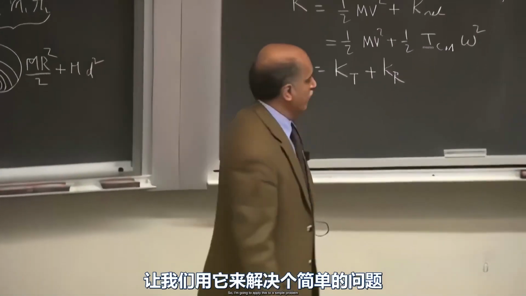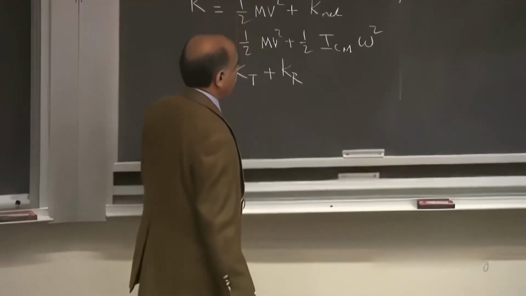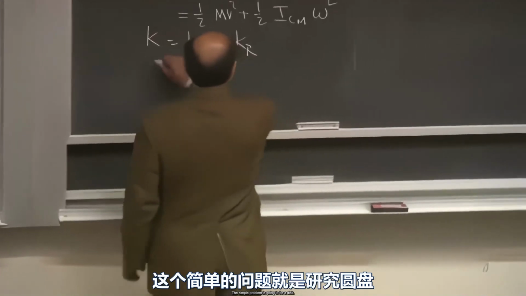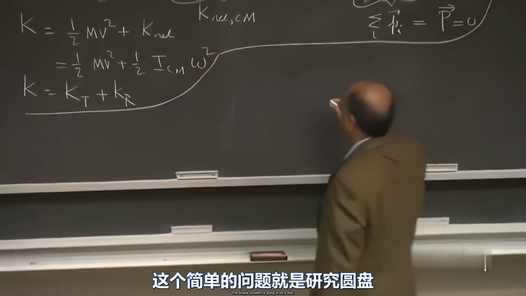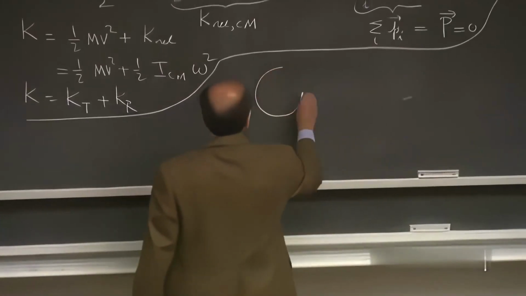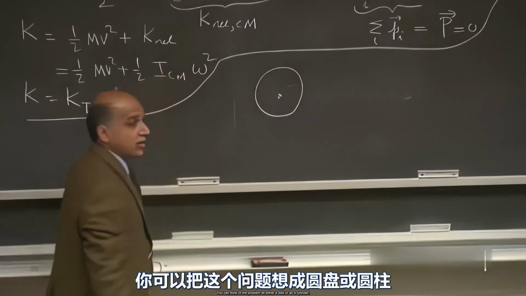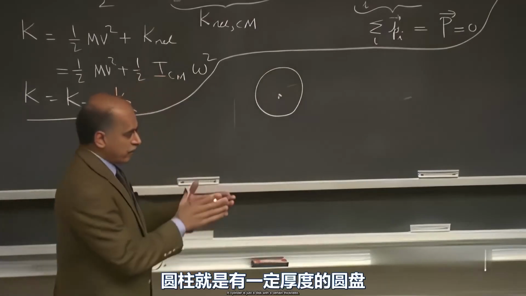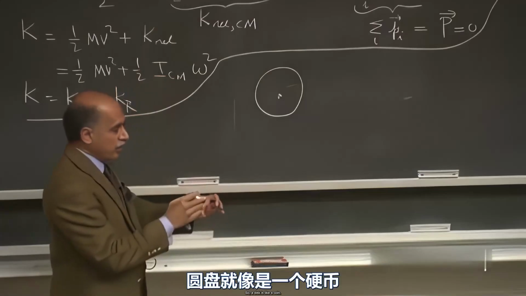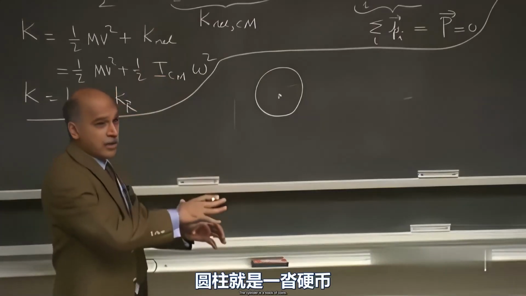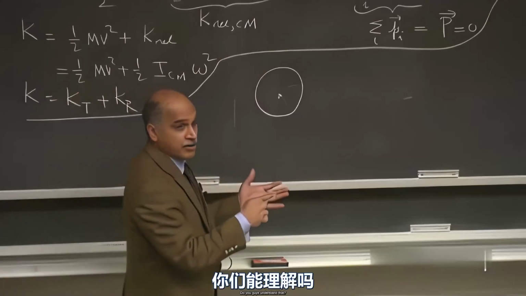So I'm going to apply this to a simple problem so you can get a feeling for this. The simple problem is going to be a disk. You can think of the problem as either a disk or as a cylinder. A cylinder is just a disk with a certain thickness. So a disk is like a coin and the cylinder is a stack of coins. But the moment of inertia for a disk or a cylinder is the same. Do you guys understand that?